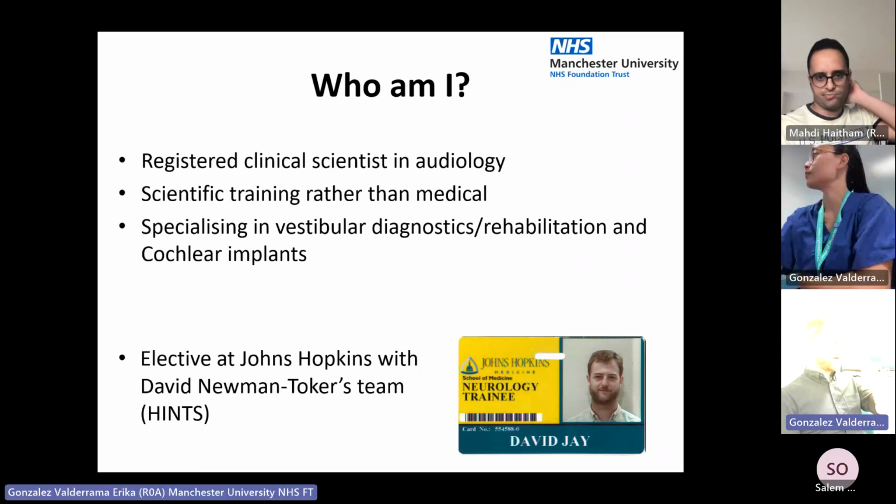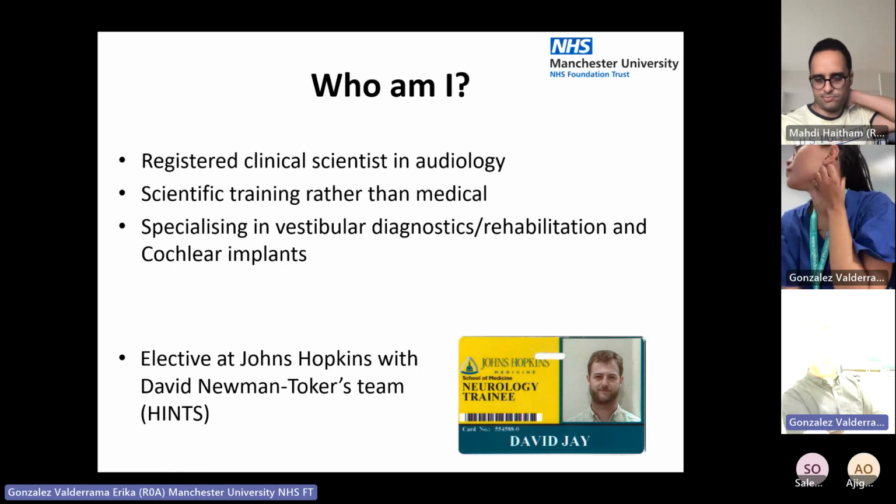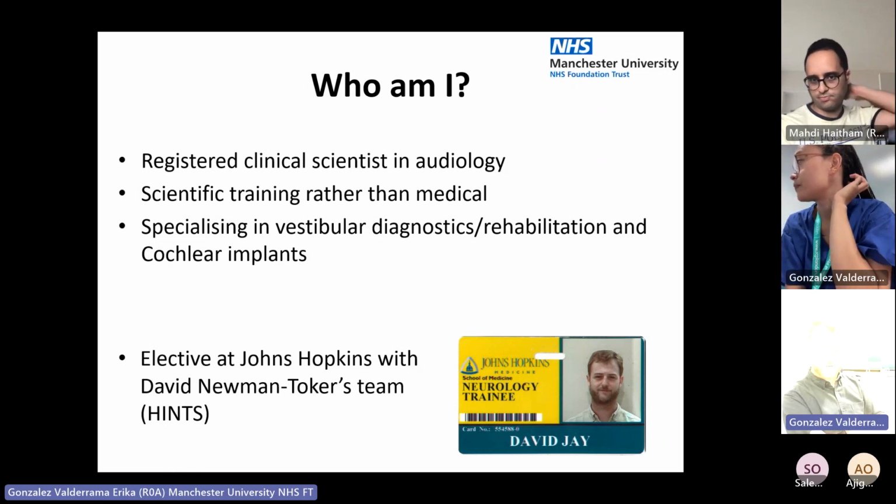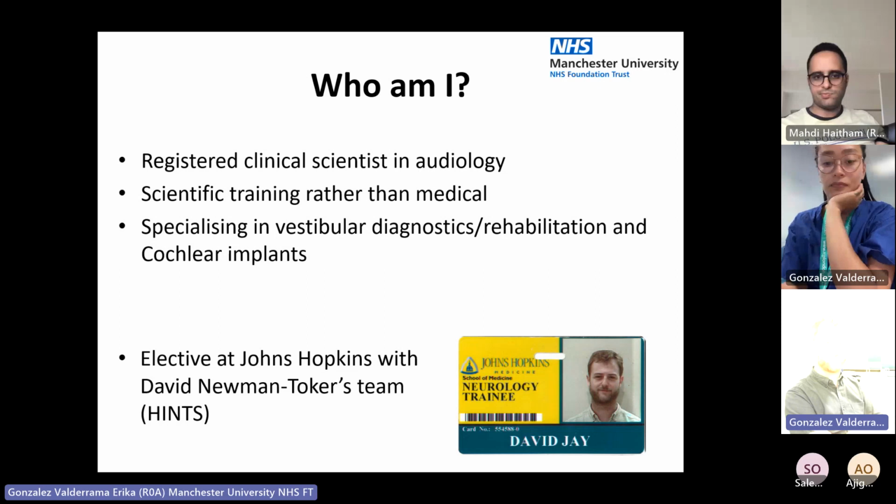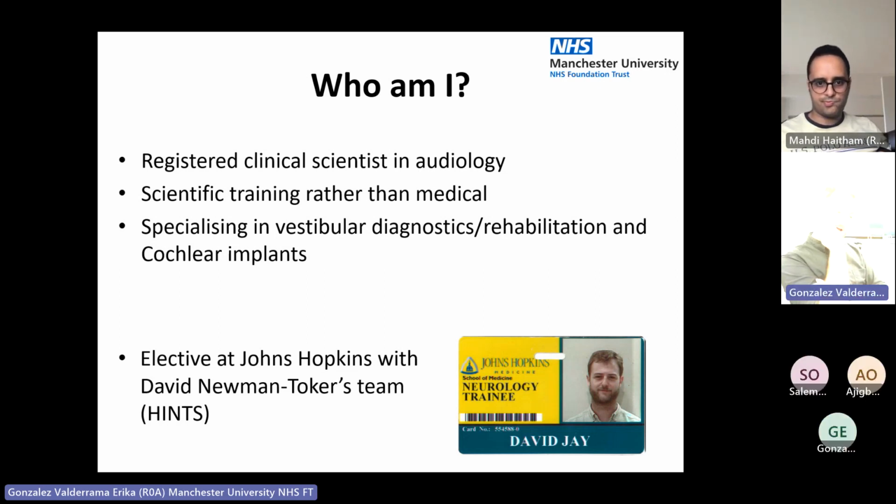I work here in audiology. I don't have a medical background, I have a scientific background, and I do vestibular diagnostics and a bit of rehab, and I do cochlear implants. And when I was training, I did an elective at Hopkins for quite a while with the people who developed HINTS, which is the acute dizziness protocol. That is more and more used in ED and should be widely used ideally. So I can talk a bit about that.